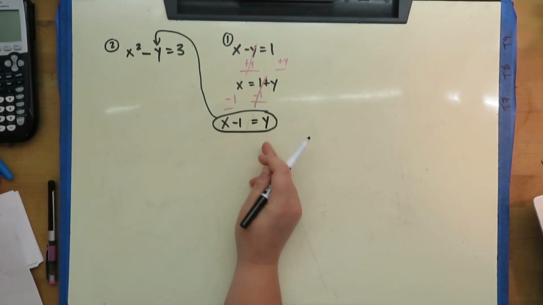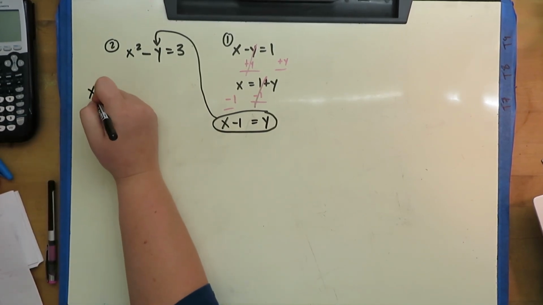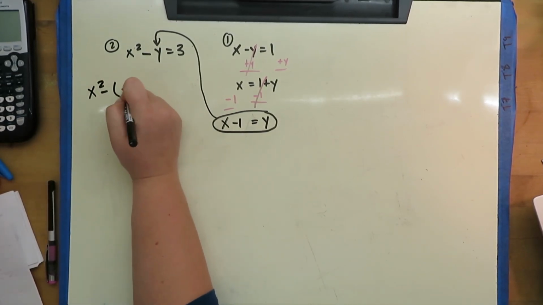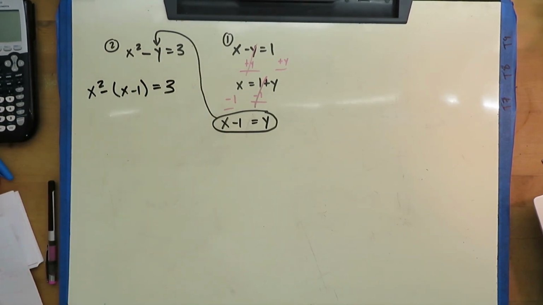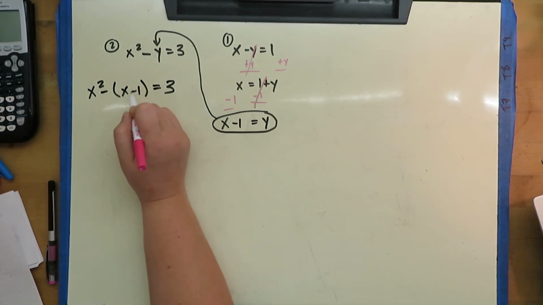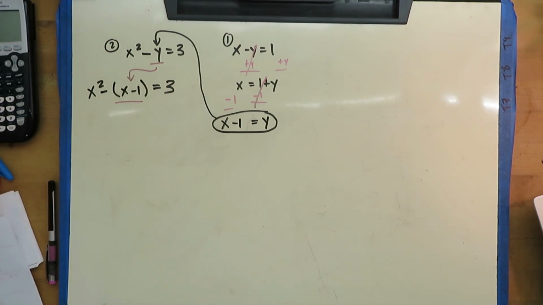So the next thing I'm going to do is substitute this y over here. So I'm going to get x squared minus x minus 1 is equal to 3. Now, I did something really, really important here. This is something that a lot of people skip. I showed the direct substitution of my solution.